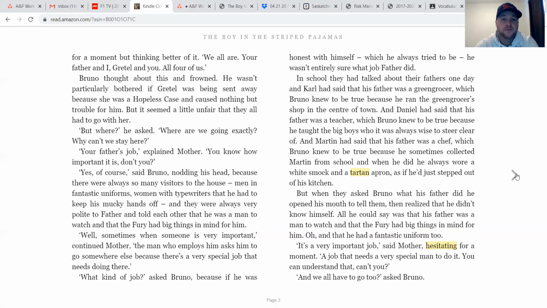Bruno thought about this and frowned. He wasn't particularly bothered if Gretel was being sent away because she was a hopeless case and caused nothing but trouble for him. But it seemed a little unfair that they all had to go with her. "But where," he asked, "where are we going exactly? Why can't we stay here?" "Your father's job," explained Mother. "You know how important it is, don't you?"